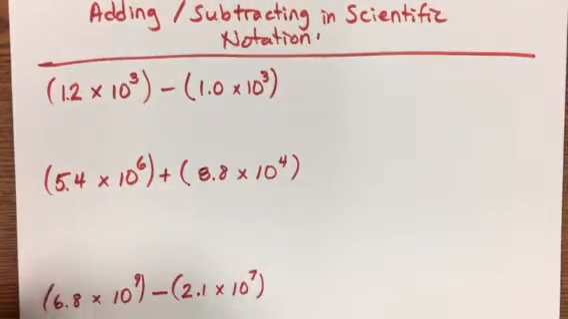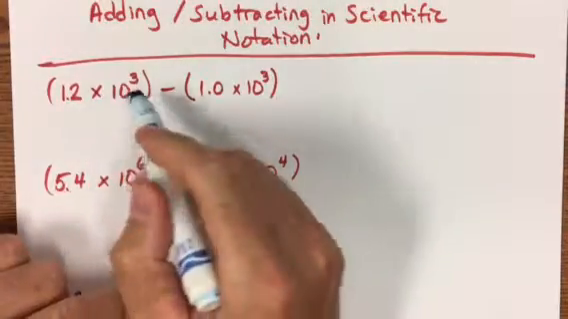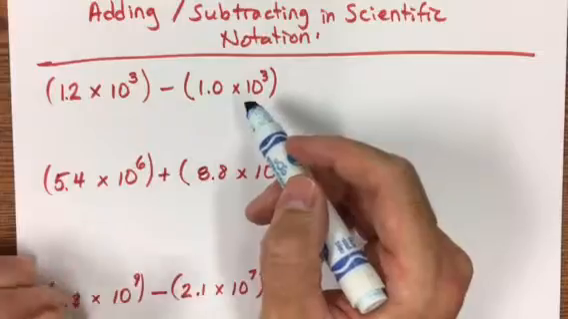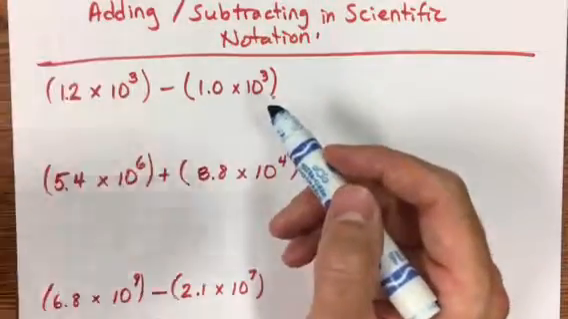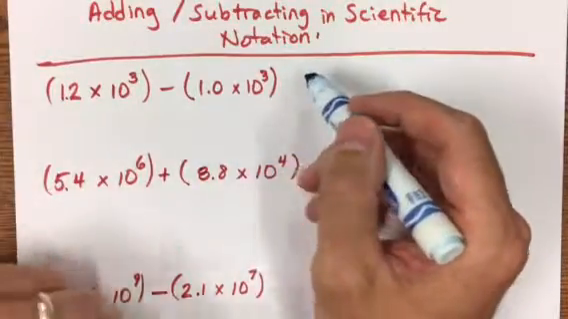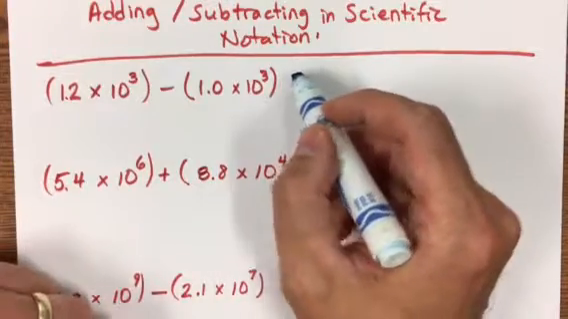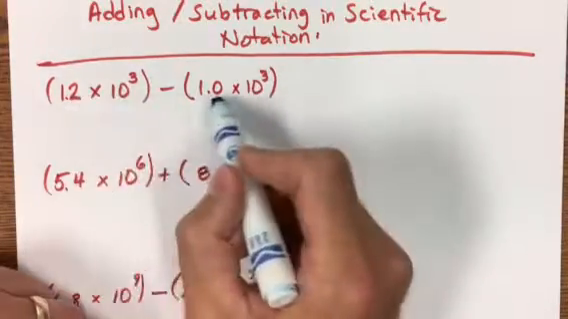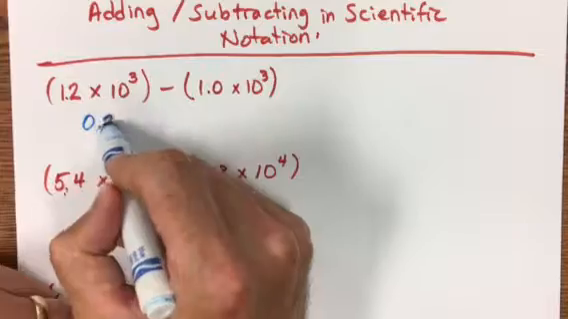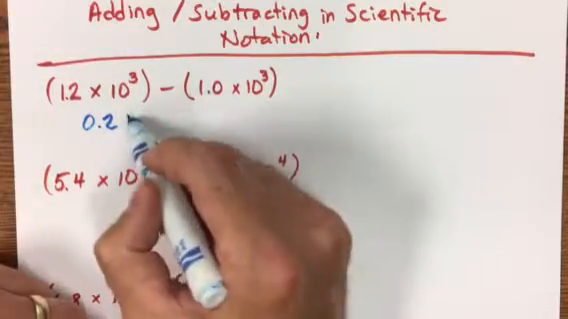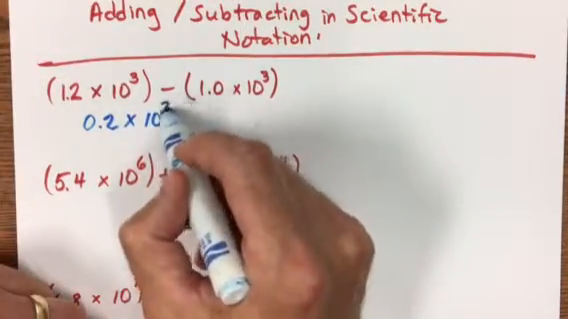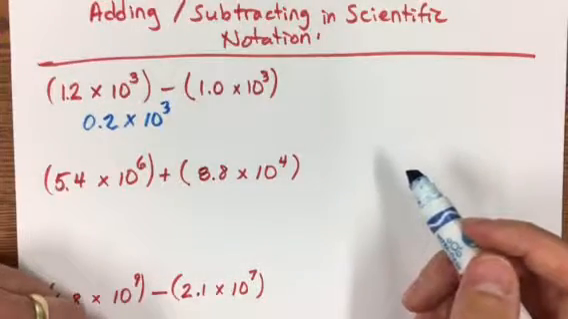The powers of 10 are exactly the same, so all you've got to do is just pretend like these powers of 10 are x's. And what would you do if they were just x's? You would just subtract these two numbers and be done. But I have added a twist, and so when we do this, we're going to get 1.2 minus 1, which is 0.2, and then we just add the times 10 to the third. We treat it just like a variable.